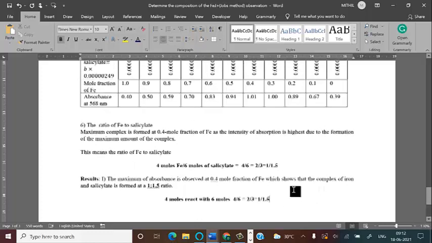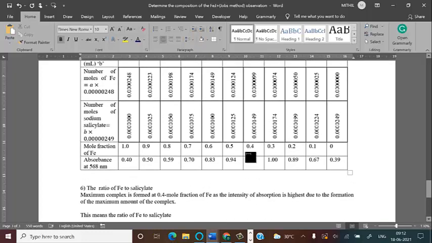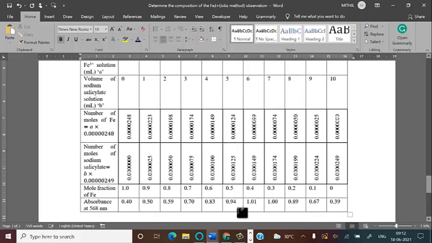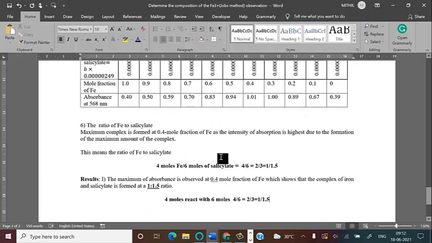So actually you should have observed the maximum absorbance at this point, but somehow experimentally you are observing it at this. So there is a small error, but this may help us understand how we can calculate the stoichiometry of two reactants, how they will form the compound, and what the final stoichiometry of the complex would be. That's what I wanted to explain in this short video. I hope you have understood this. Thank you.